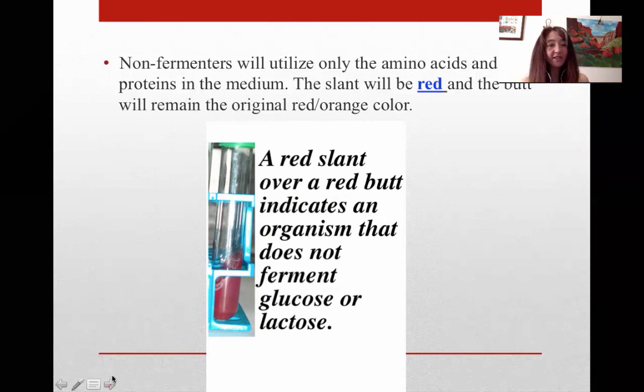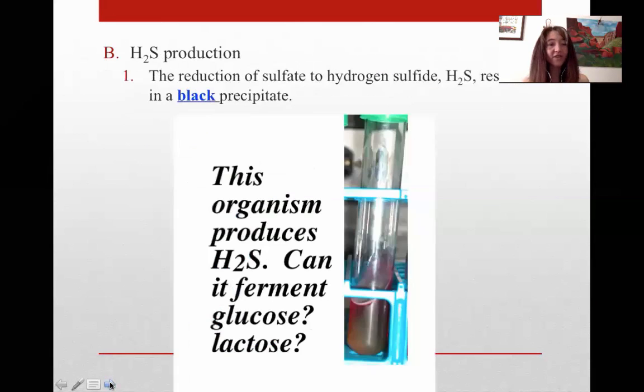Now, this last one is a bit perplexing, and I have a question for you, and in fact, you can add this to your pre-lab. So for this one, we've got a clear, obvious formation of black precipitate.